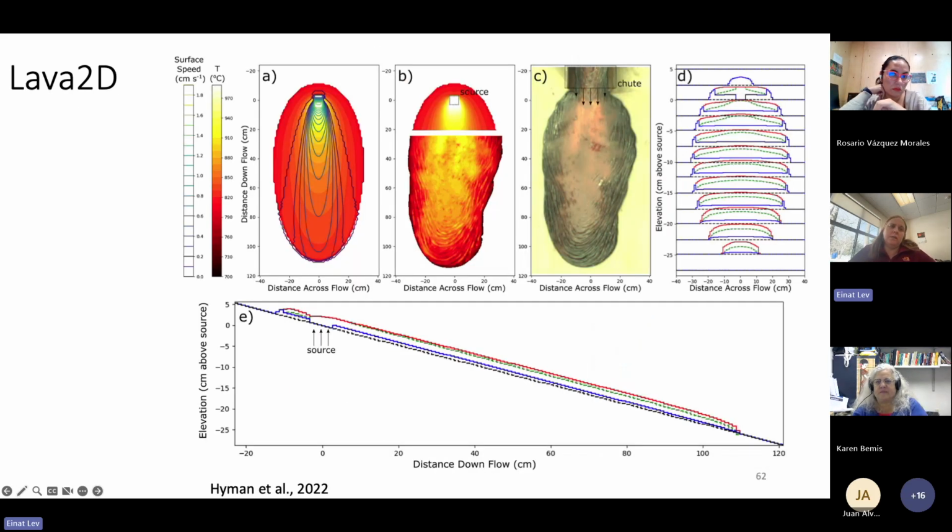Lava 2D was tested during development on these lava flow experiments that were done at Syracuse University with the lava flow facility. So there's a model and observations, where there's very good control and known thickness and width and temperature and rheology and everything. So it was a really good benchmark case.